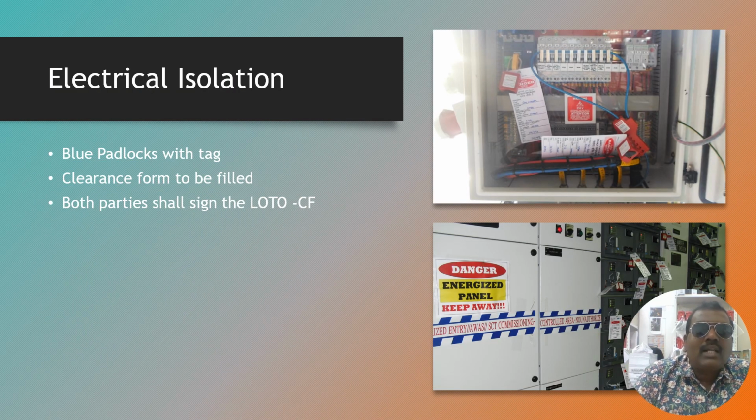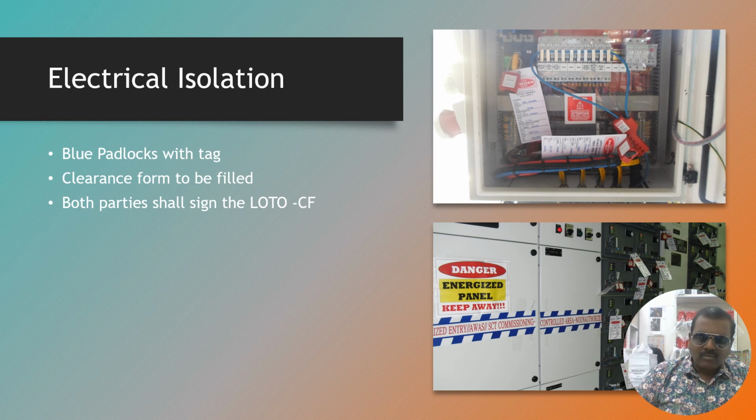So if it is electrical, as you know, we can provide the padlock with the tag and clearance form. What is this clearance form? As I said, the isolation certificate is called the clearance form. Okay, in that one, both parties need to sign. Why do both parties need to sign?